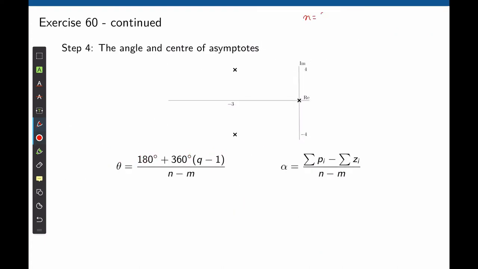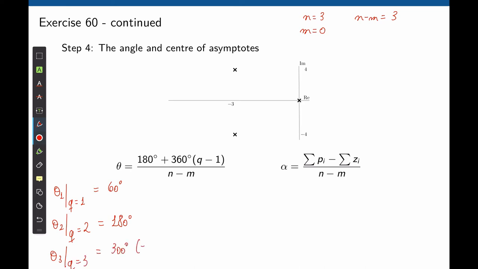Now, knowing that the number of poles is 3 and the number of zeros is 0, n minus m equals to 3, and they have an excess of 3 poles, these poles will go to infinity following asymptotes. The angle of those 3 asymptotes can be calculated following this expression as we did in lecture 11. N minus m equals to 3, and q is 1, 2, and 3. Theta 1, that is the angle of the first asymptote, can be calculated by setting q to 1, and that gives 60 degrees. Theta 2 is found with q equals to 2, and that gives 180 degrees. And theta 3 is found with q equals to 3, and that is 300 degrees, or negative 60 degrees.